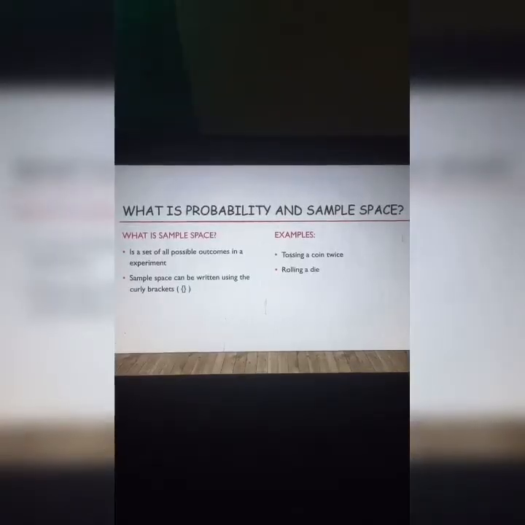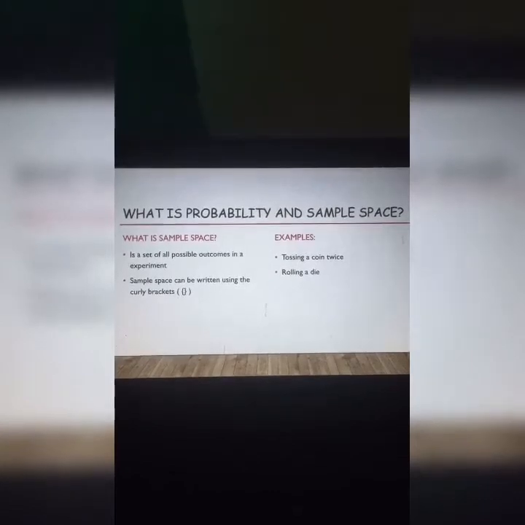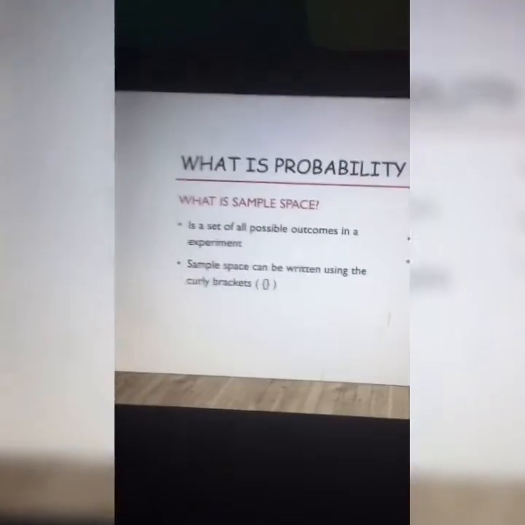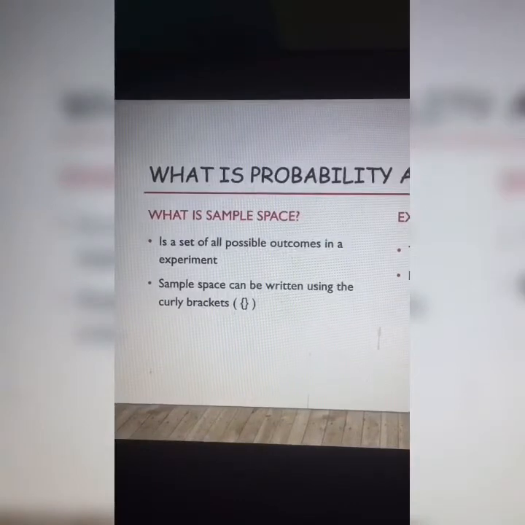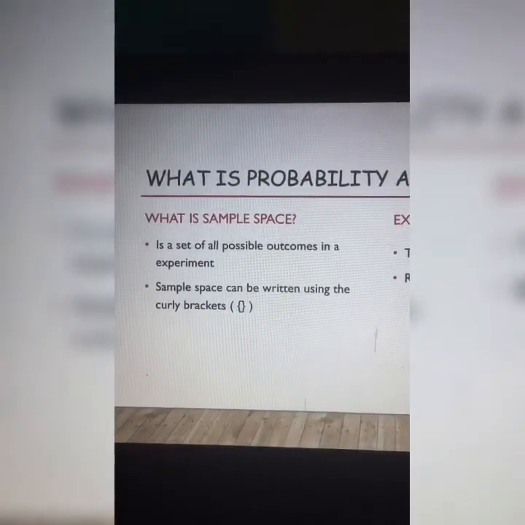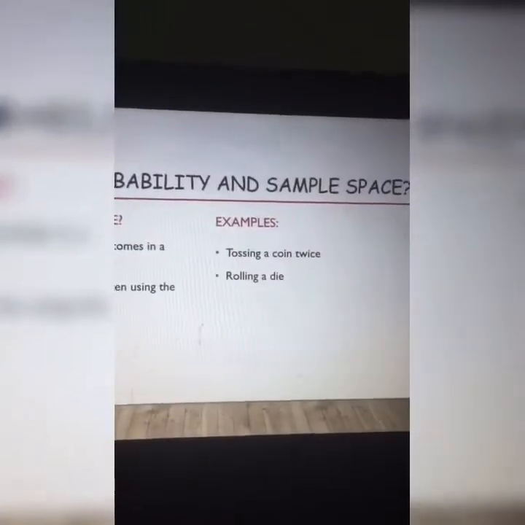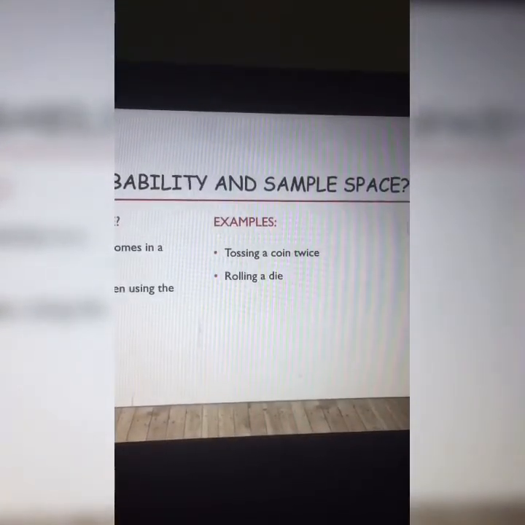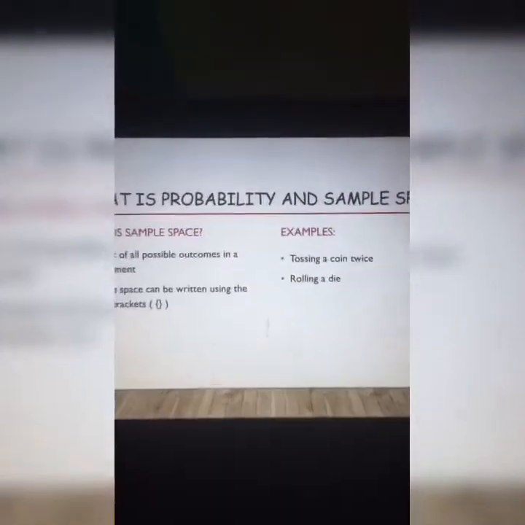What is probability and sample space? A sample space is the set of all possible outcomes in an experiment. Sample space can be written using curly brackets. Examples: tossing a coin twice and rolling a dice. We're looking for an outcome based on the sample space. But wait, what is sample space? Sample space, all possible outcomes.